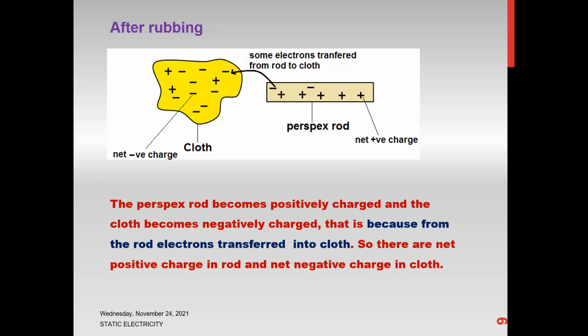So the perfect rod becomes positively charged and the cloth becomes negative. This is because the rod transfers the electrons to the cloth. So there is a net positive charge on the rod, and there is a net negative charge on the cloth.